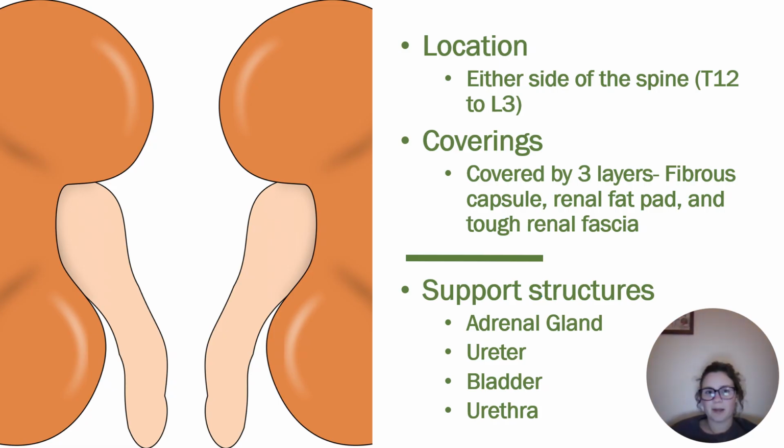The fibrous capsule, which is closest to the liver, and it is a dense layer of irregular connective tissue. Next is the renal fat pad. It's a layer of adipose tissue that helps to absorb shock. Lastly is the renal fascia, and it anchors the kidneys to the posterior abdominal wall. And the supporting structures are your adrenal gland, your ureter, your bladder, and urethra.